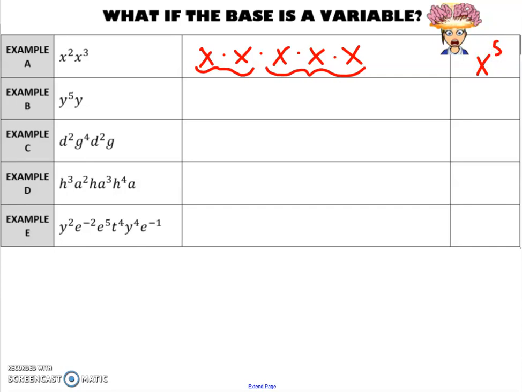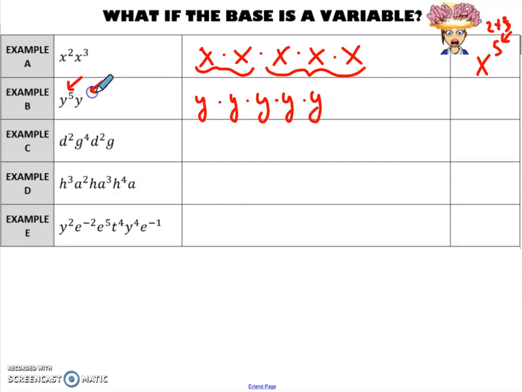Remember, 2 plus 3 gives us 5. Woohoo! All right, here we go. y to the fifth times y. y to the fifth tells me to multiply it 5 times: 1, 2, 3, 4, 5.